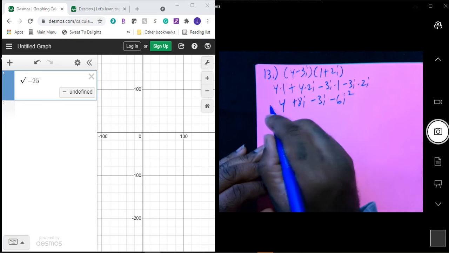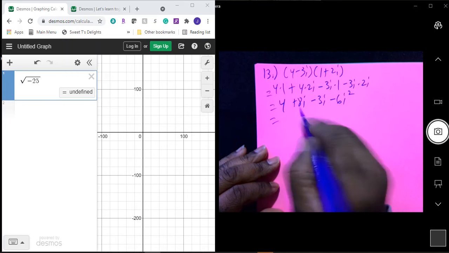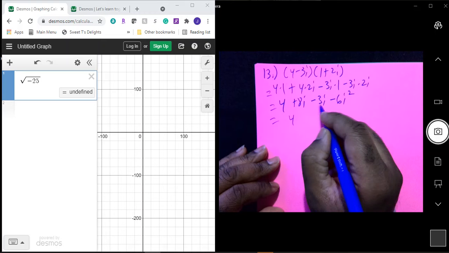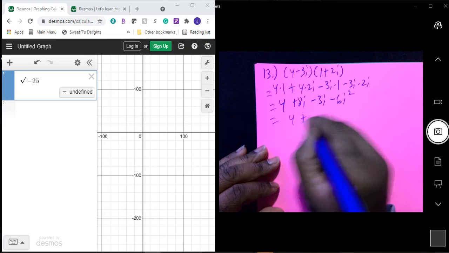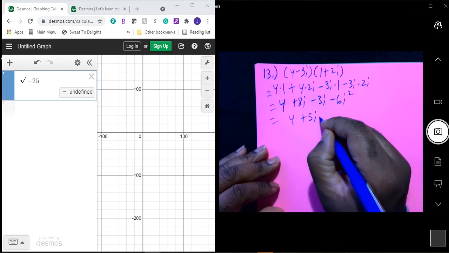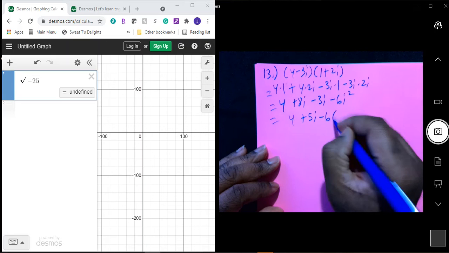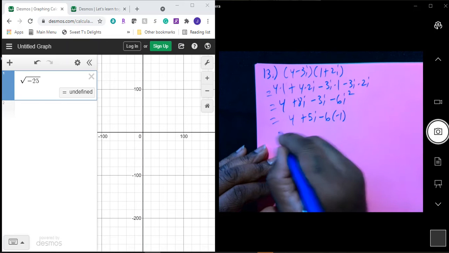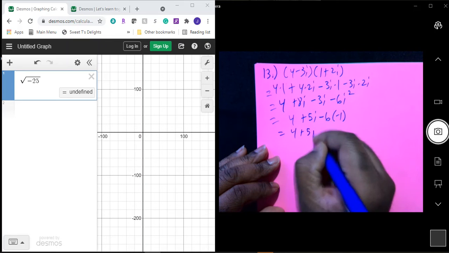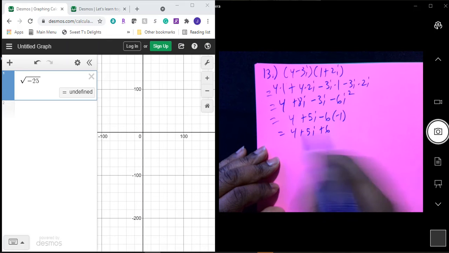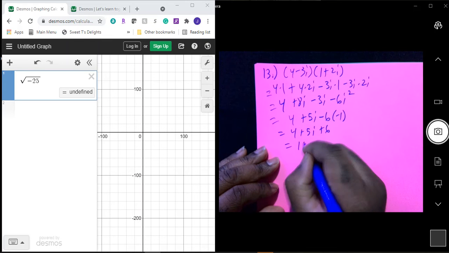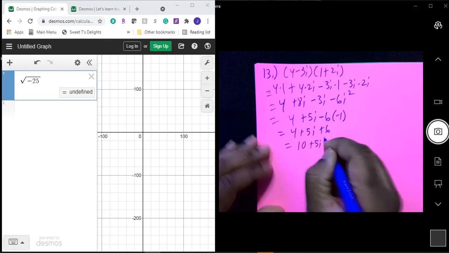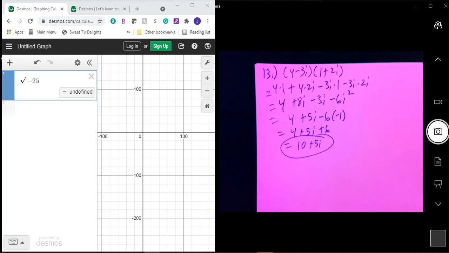Okay, so we will have 4. 8i minus 3i is a positive 5i. Minus 6i squared, where i squared is negative 1. So it would be 4 plus 5i plus 6. So 4 plus 6 is 10 plus 5i. And that would be your final answer.